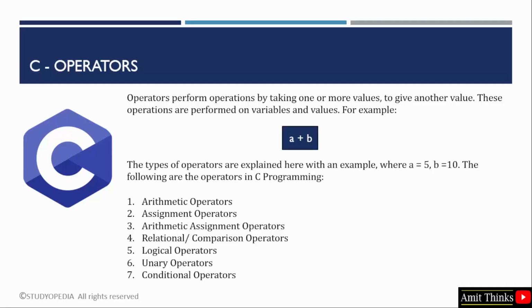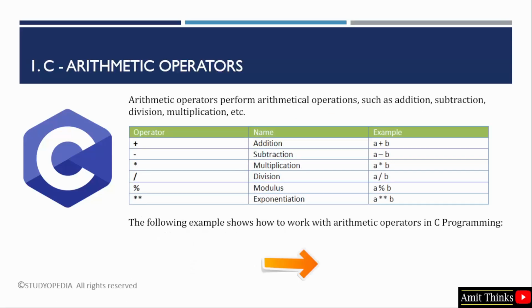Arithmetic, assignment, relational, logical, unary and conditional operators. So let us see them one by one with live running examples. Let us start. The first one is arithmetic operators. It is used for basic mathematical operations like addition, subtraction, division and others.